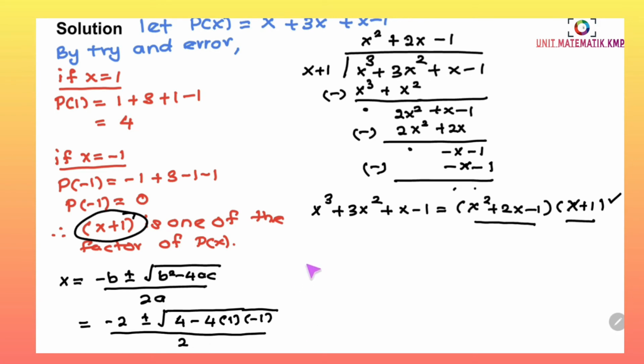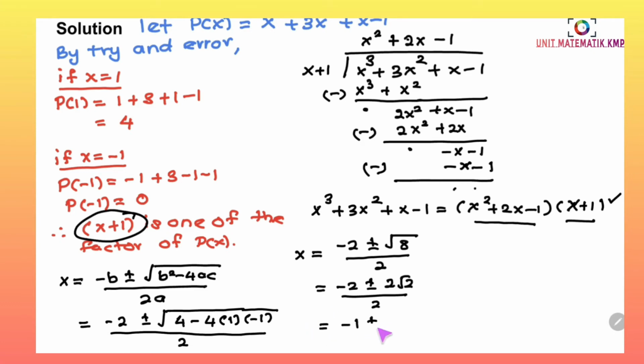So we have x is equal to negative 2 plus minus square root of 4 plus 4 is 8, over 2. Here square root of 8, actually we can write as 4 times 2 is 8. So square root of 4 is 2, we have 2 square root of 2 over 2, and the roots should be negative 1 plus minus square root of 2 after we simplify. And remember the other root, we just take x plus 1 is equal to 0, so x is equal to negative 1.